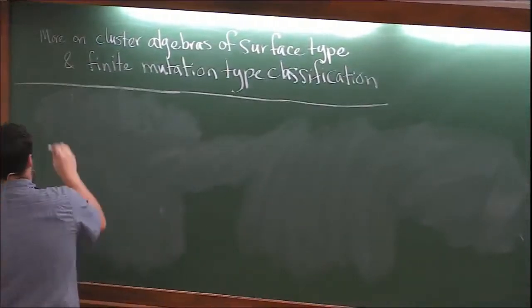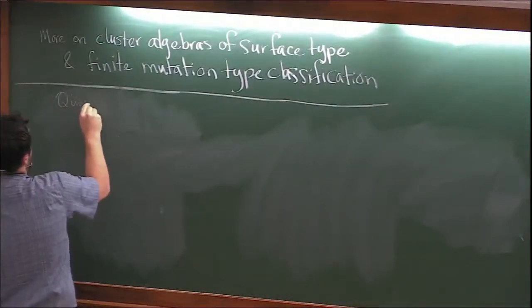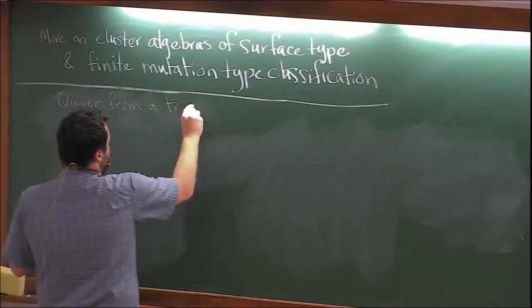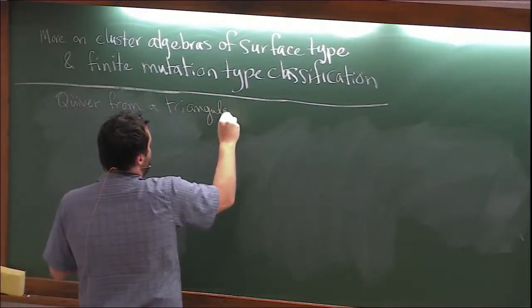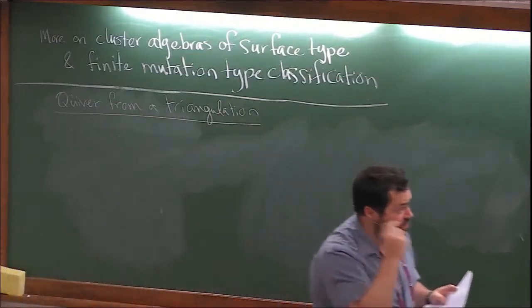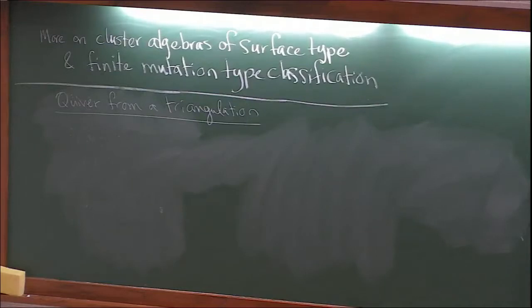So I want to get a quiver from a triangulation. And my triangulation may include some of these self-folded triangles. Okay? So here's the recipe.